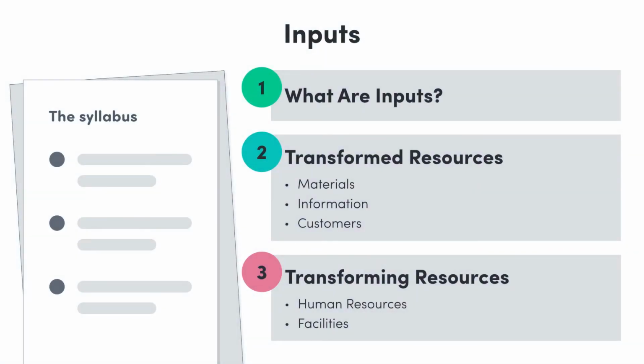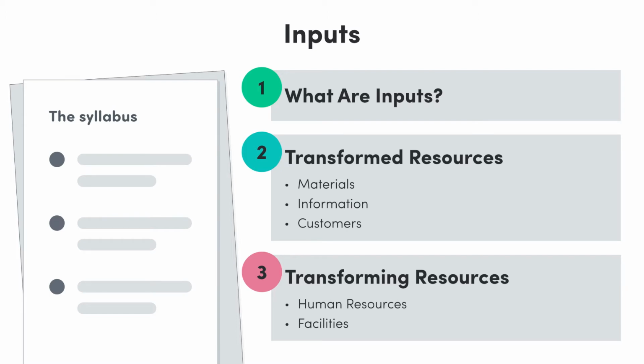Hi everyone! In today's video, we'll be starting from the very beginning of the transformation process, which is inputs. Firstly, we'll look at what inputs are. Then, we'll be able to look at transformed resources, which are materials, information, and customers. And finally, we'll check out transforming resources, including human resources and facilities.